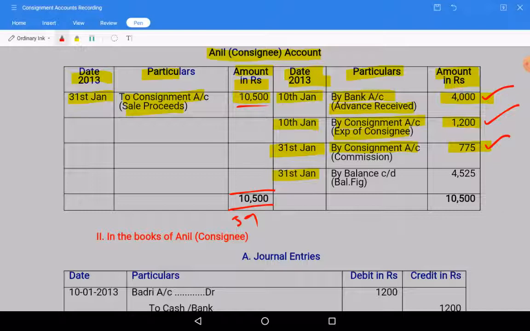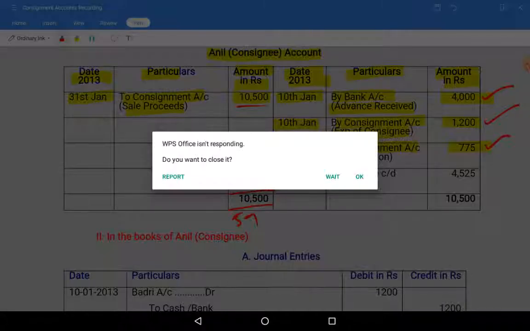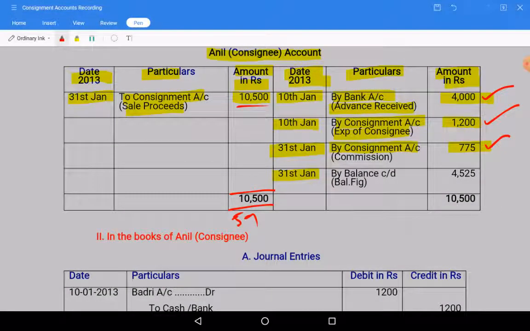If you deduct from 10,500, you will get a balance of 4,525. This is the balance due from consignee, the balancing figure.